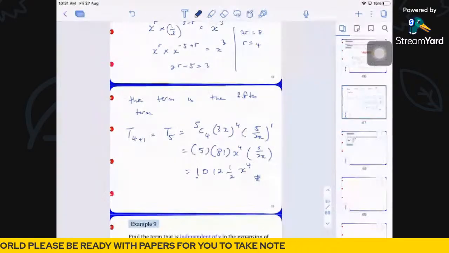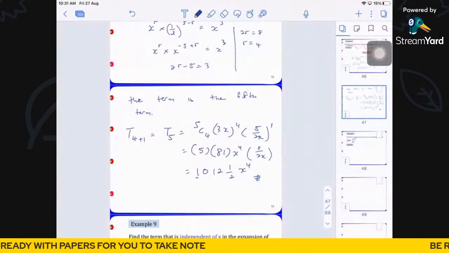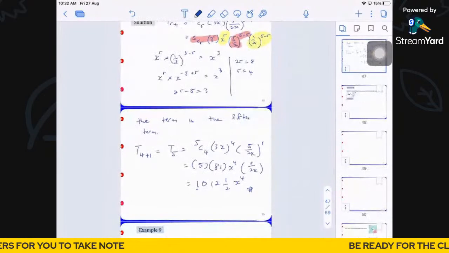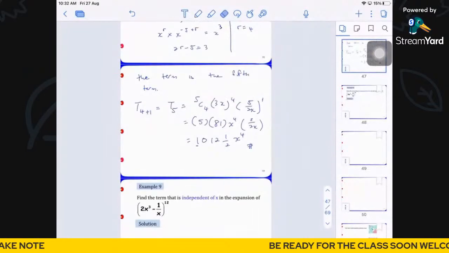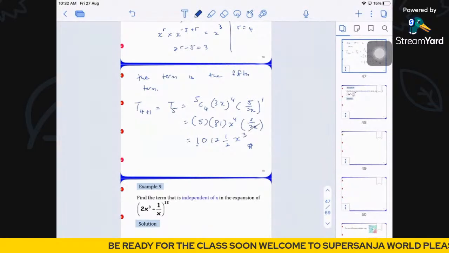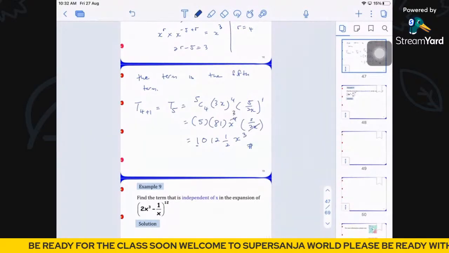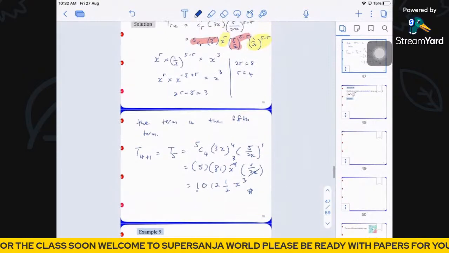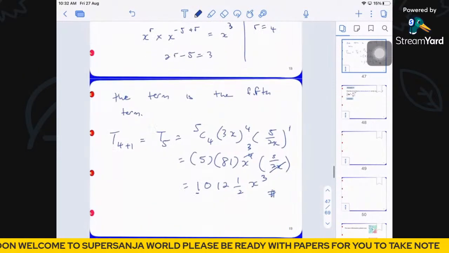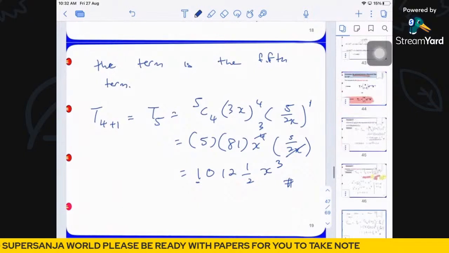Any problem until here so far, class? Okay, sorry, x power of 3, my mistake here. Because power of 1 there, right? So negative 1, so x power of 4 times x power of negative 1 gives x power of 3. Can see that, everybody? Any problem until here so far, class? Can accept this?